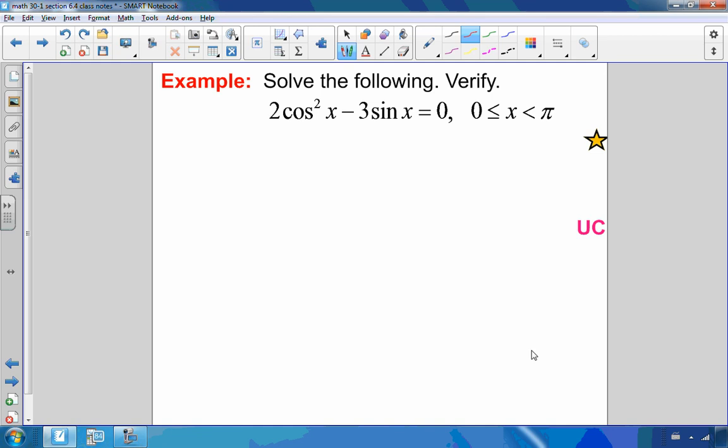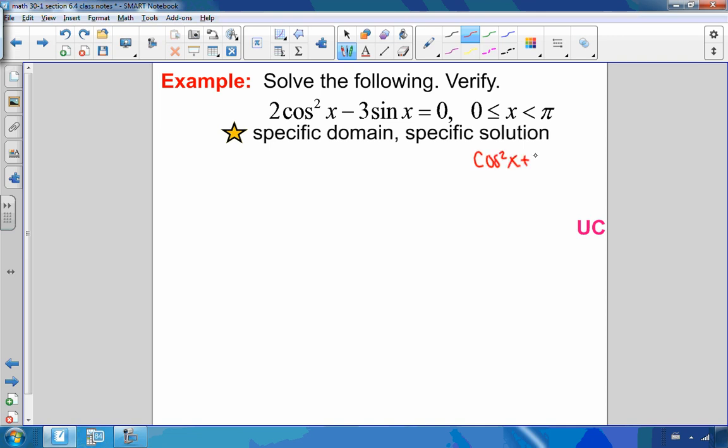So I have 2 cos squared x minus 3 sine x equals 0 between 0 and not including pi, so 0 up to but not including pi. So specific domain means specific solution. So I'm going to rewrite cos squared in terms of sine, because I know that cos squared plus sine squared equals 1. So cos squared, one of those rearrangements of the Pythagorean identity that we did, is going to be 1 minus sine squared. So instead of cos squared, I'm going to use 1 minus sine squared.